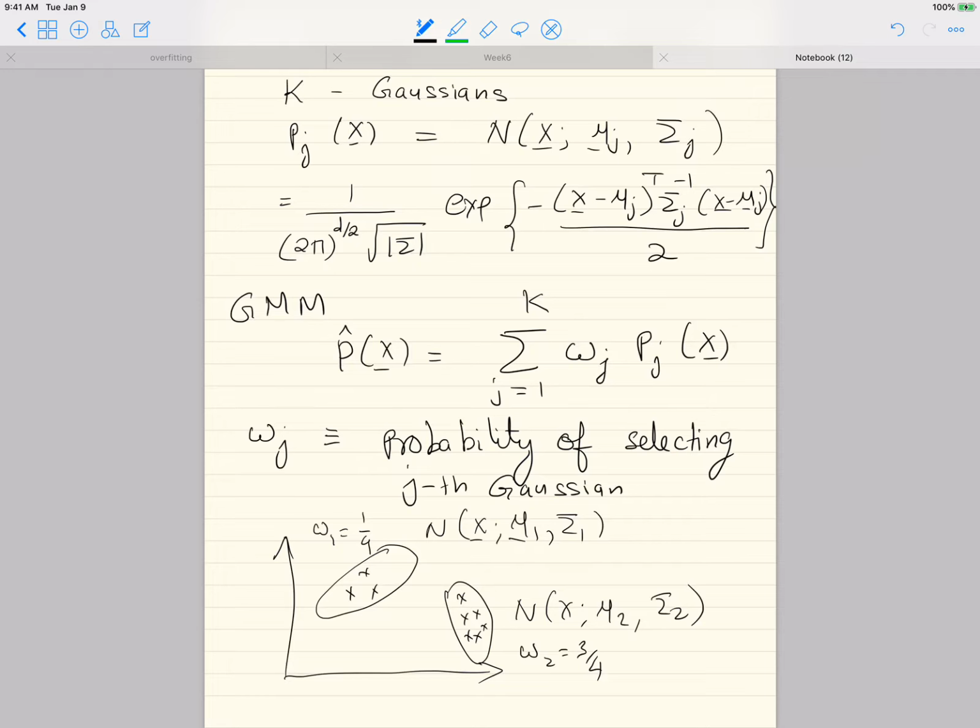Any questions about this? Because we'll be extensively using this in the next part of the lecture. Any questions about the notation, the interpretation? This is the last recap of the Gaussian mixture model. Then we will build up on this when we introduce the EM algorithm. Hopefully everyone is okay.